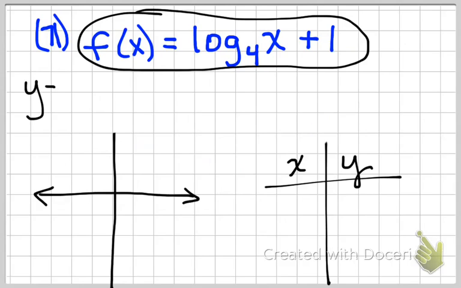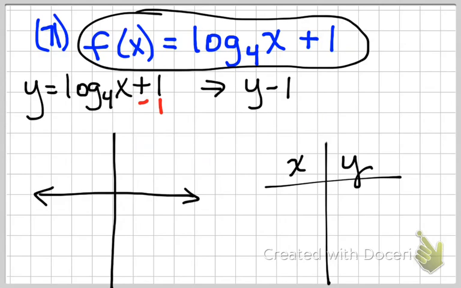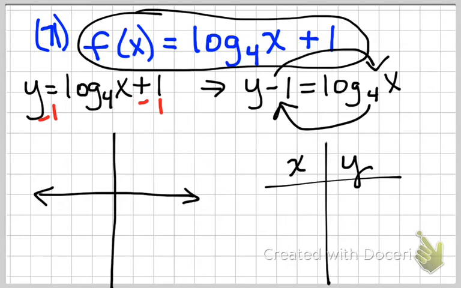Okay, so if I write it as y equals log base 4 of x plus 1, then what I'm going to do basically is just do y minus 1. So what I'm doing is I'm subtracting the 1 from both sides. So that gives me y minus 1 equals log base 4 of x. And then I'm going to rewrite this. So I'm going to do 4 to the y minus 1 power equals x.